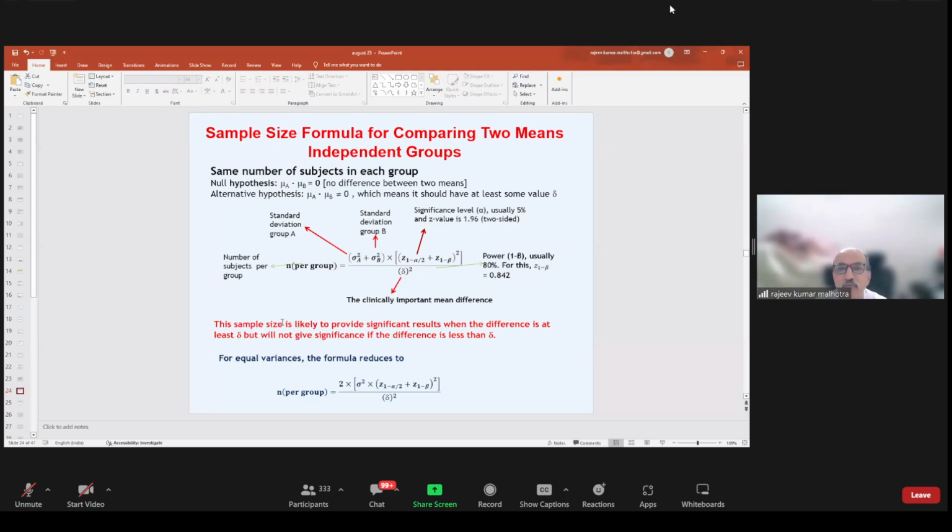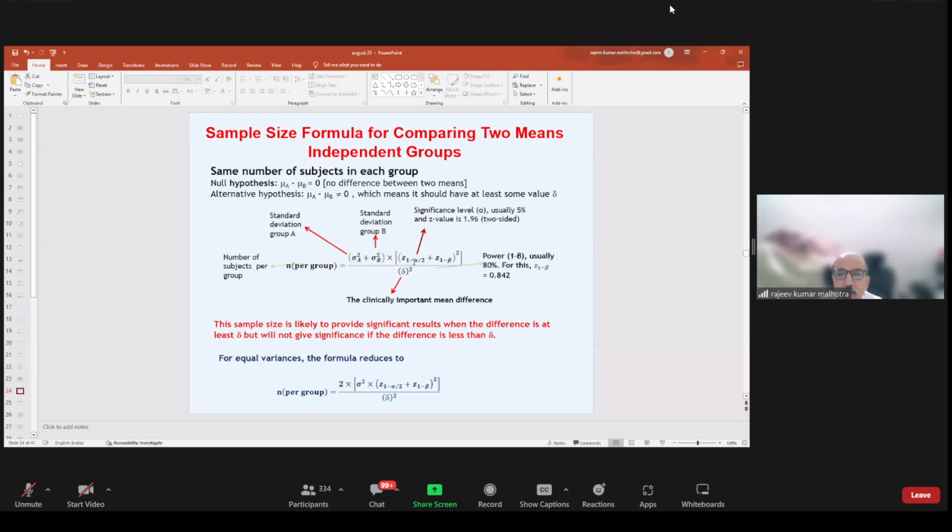Now we come to the sample size formula for comparing two means in independent groups. This is the formula for the two groups. First is the standard deviation of the first group, second is the standard deviation of the second group, multiplied by Z1 minus alpha by 2, that is the level of significance, plus Z1 minus beta, that is power. These values are fixed: based on 5%, it is 1.96, and for 80% power, or 20% type 2 error, it is 0.842. The variables are the standard deviation and the clinically important difference.